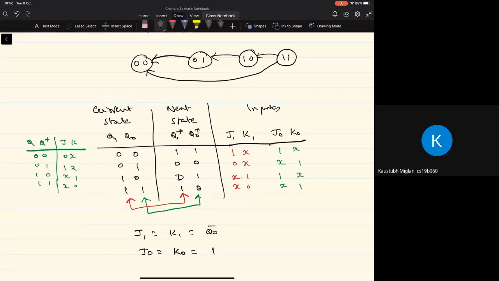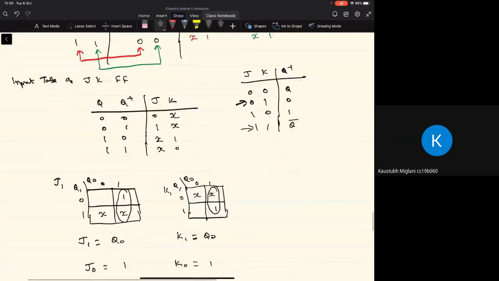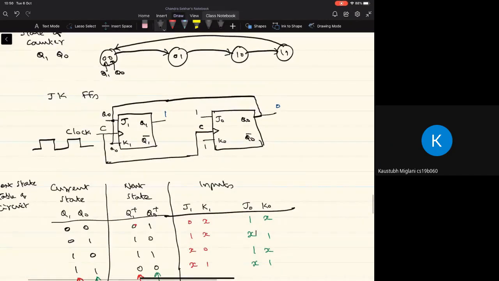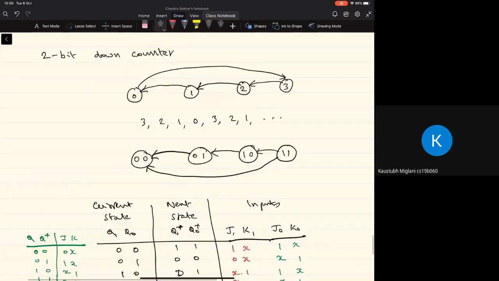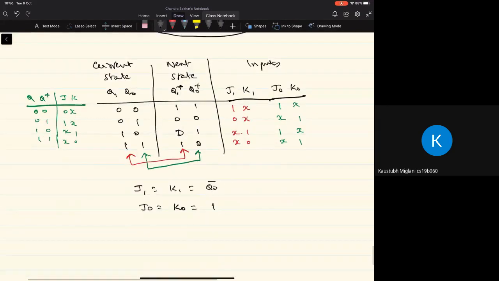Okay, so there is a small change in the circuit now. It will again be 2 flip-flops, but unlike in the earlier case where J1, K1 are given as Q0, it has to be Q0 complement. So we'll take the Q0 complement from flip-flop 0 and take that as the input to the J and K inputs of flip-flop 1, right? Then this circuit will operate as a down counter.